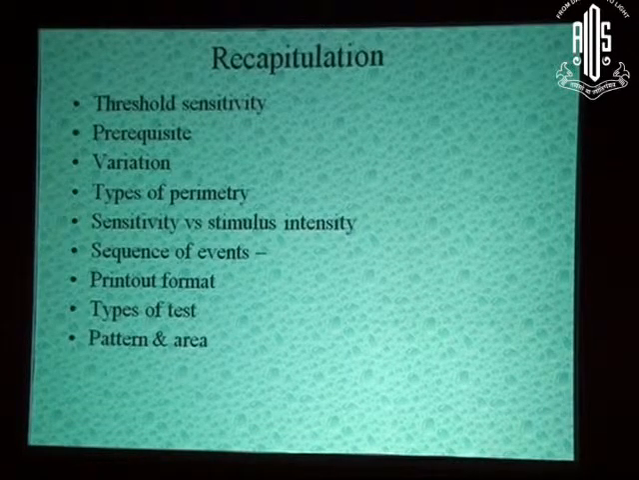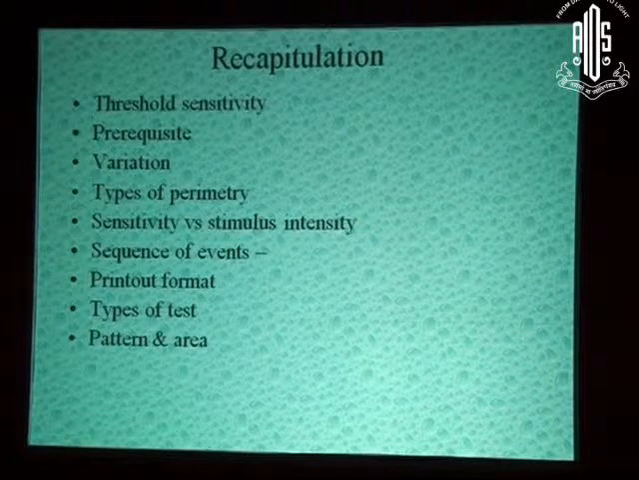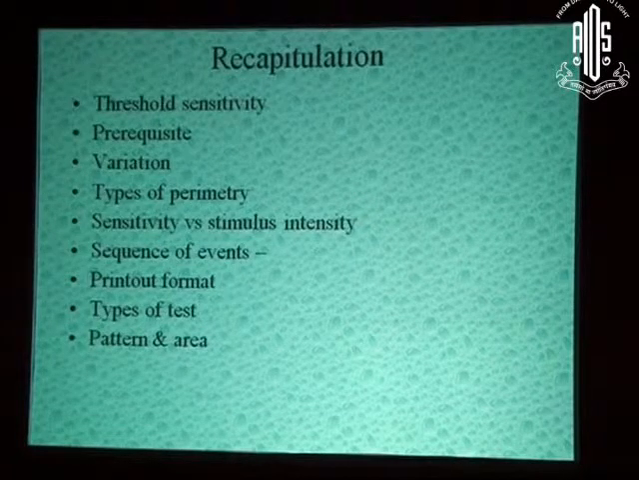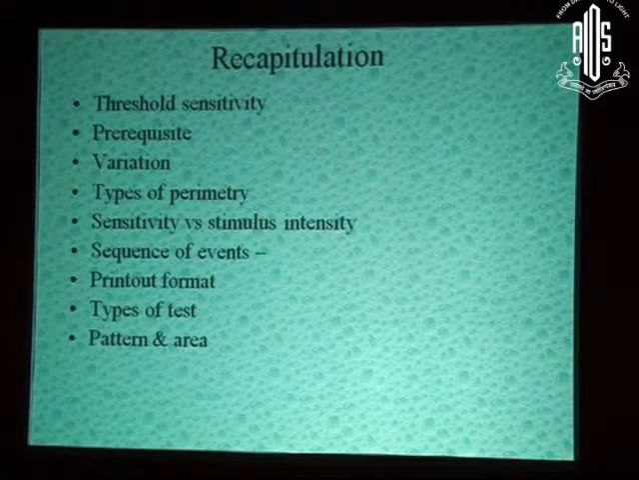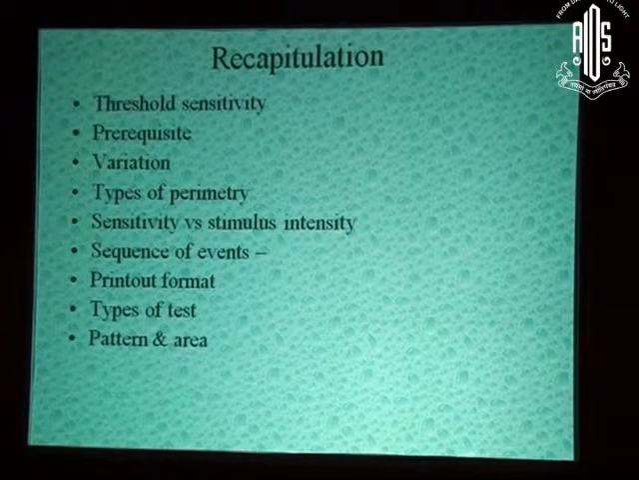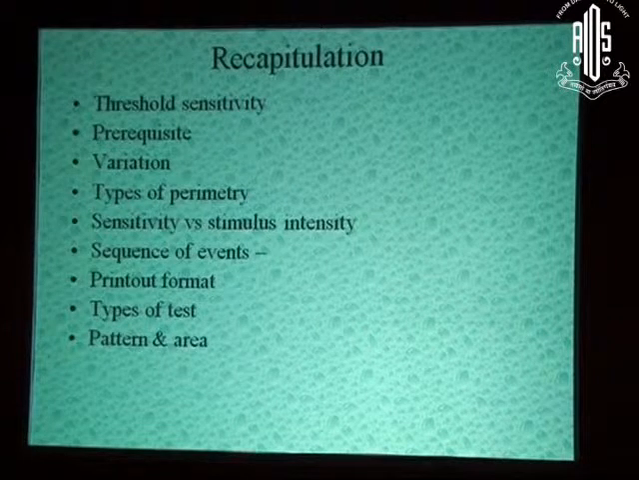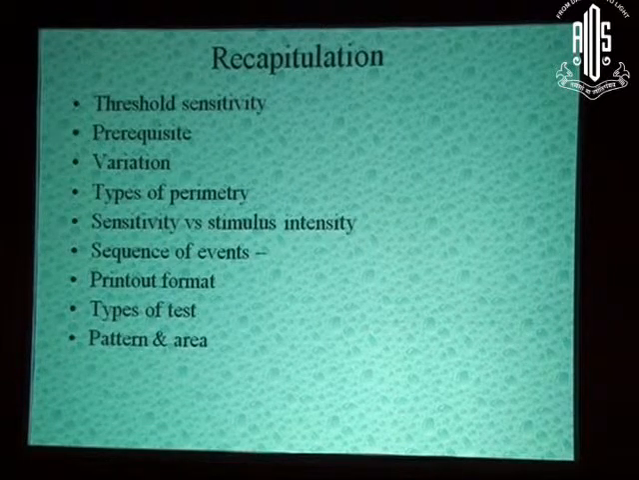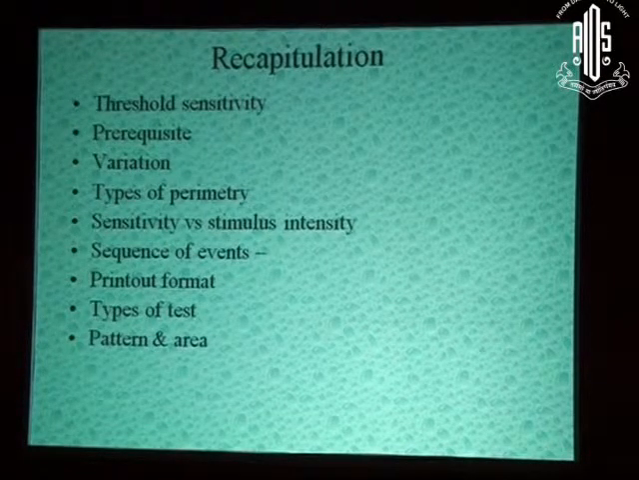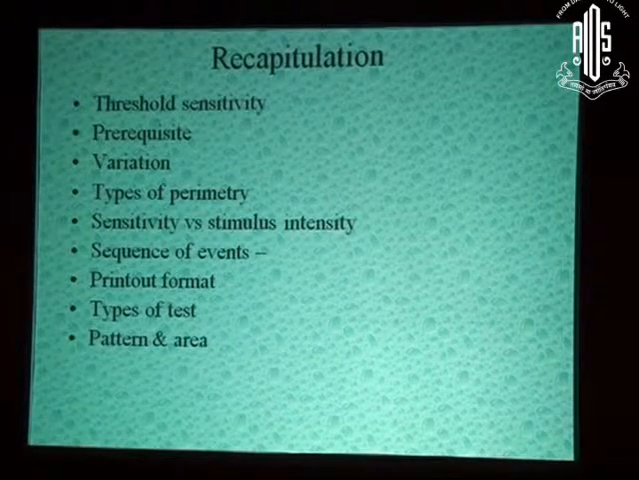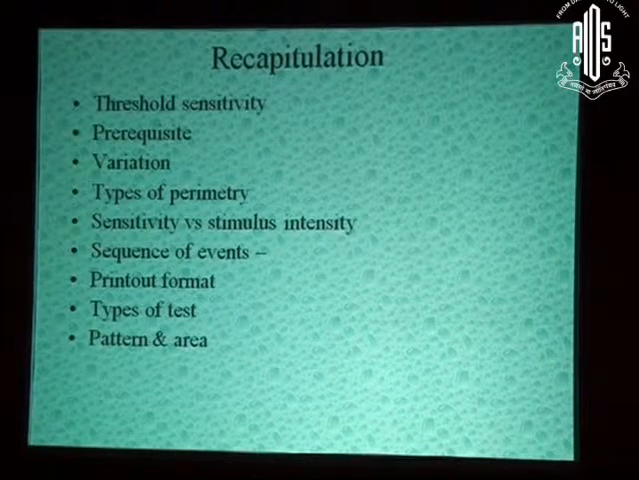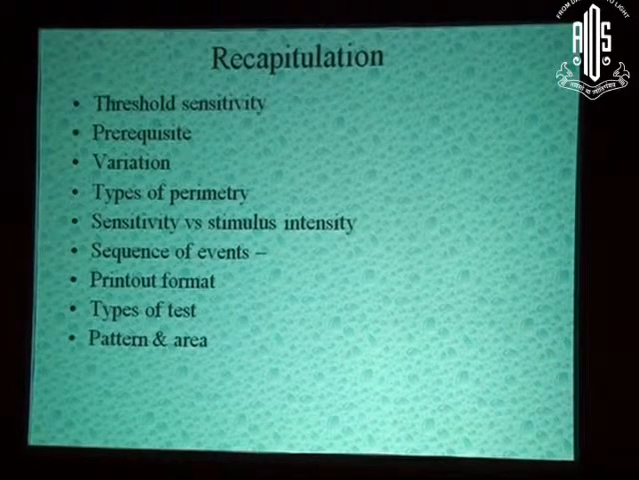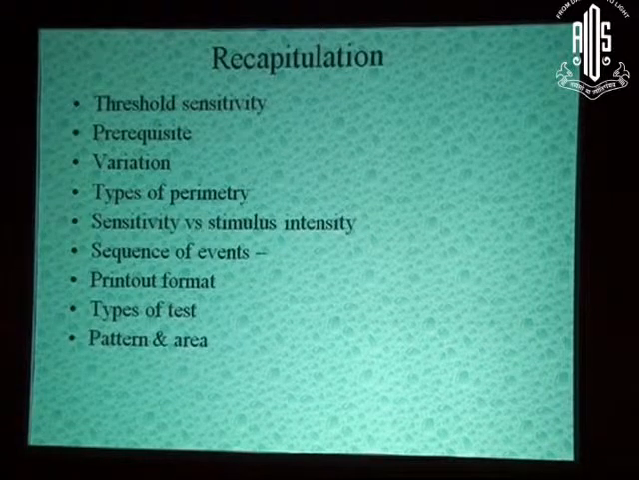The sequence of events: first, it indicates the foveal threshold, after that the 4 primary points, and depending on those, the other points are detected. The printout format is either the single field printout, the change probability analysis, the change analysis, or the overview. And the types of test, as I already told, the strategy, the threshold or the fast pack strategy, something like that. Pattern, the area central or peripheral, whether the central 30, 24 or 10.